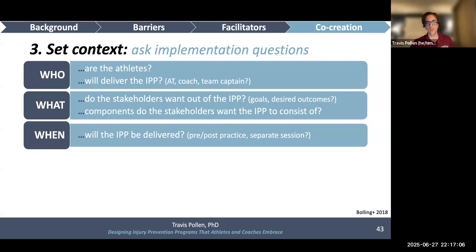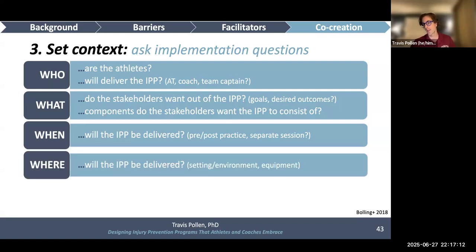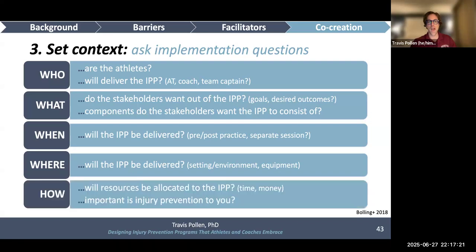When is this going to be delivered? Is it before practice? Is it after practice? Is it separate sessions? Where will it take place? Is it going to be on the field or court? Is it going to be in the weight room? Is it going to be in a hallway? What equipment is available? And how will resources be allocated in terms of time, money, whatever other resources are required? And then finally, how important is injury prevention to you? That's a really good question.